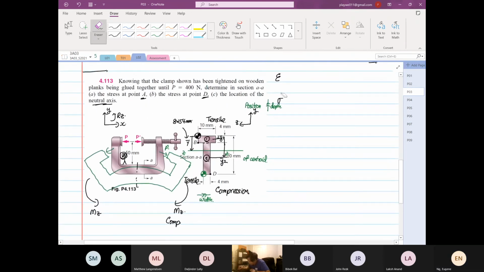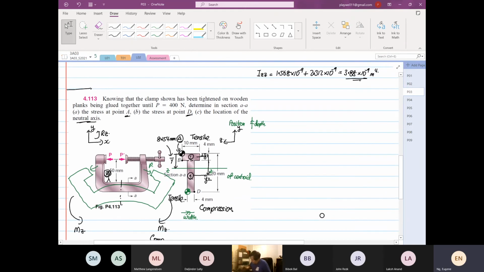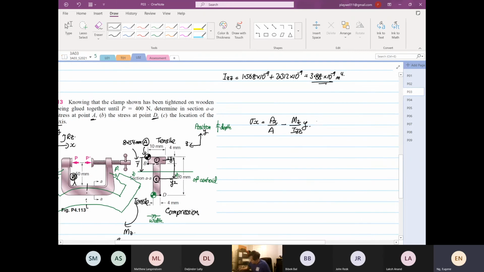Right. So now we are going to find the stress. So this is point A, right? And that's point D, right? So the formula that we're going to apply is stress X is equal to Px over A minus Mz over Izz multiplied by y. So this is the general formula. I'm writing down here that this is our general formula. If you look at a textbook, this is the formula that you get.